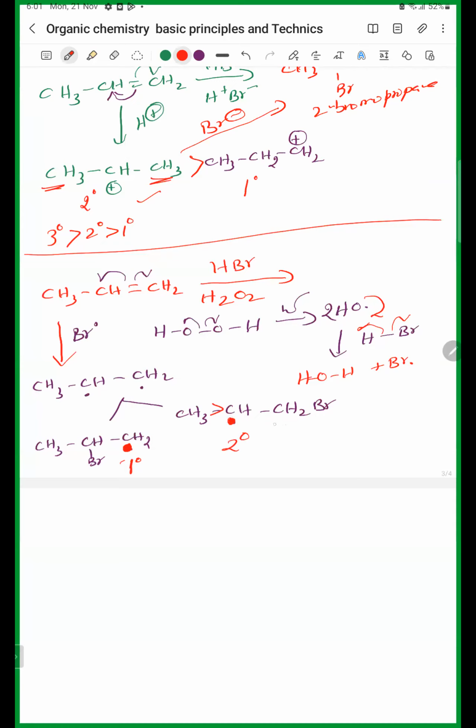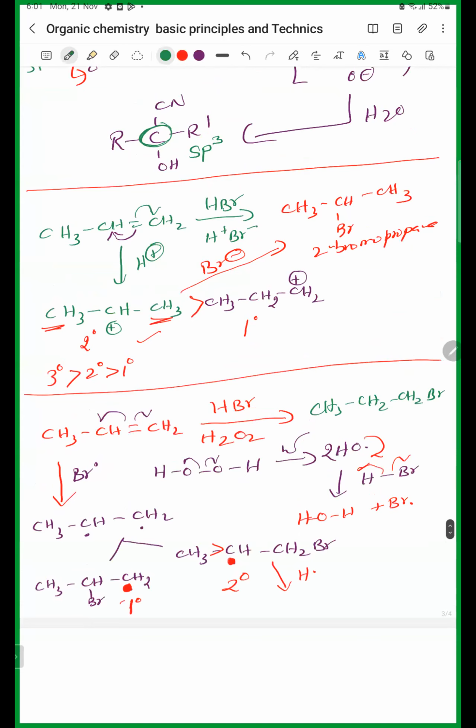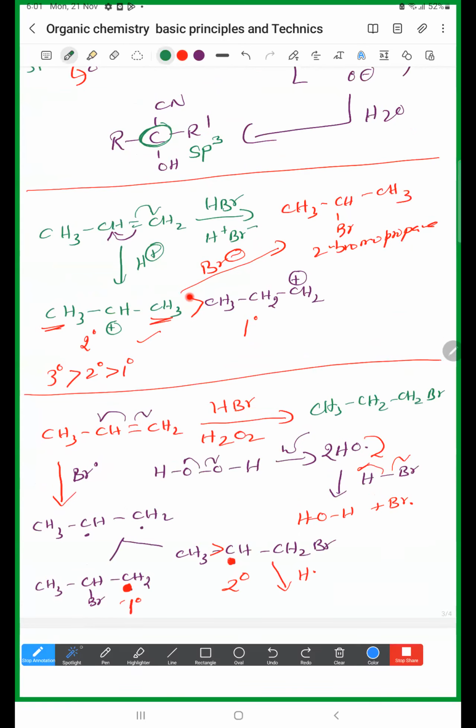Here it can. In the next step, you can add the H dot. If you add H dot, the product you will get is CH3, CH2, CH2Br. Look here, the propene is the same in both cases. In the first case you end with 2-bromopropane. Here you take the same propene in the presence of HBr, but with additional hydrogen peroxide, and you get 1-bromopropane. Here 2-bromopropane, here 1-bromopropane. What is the difference?